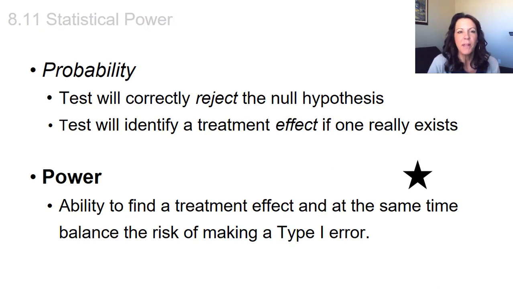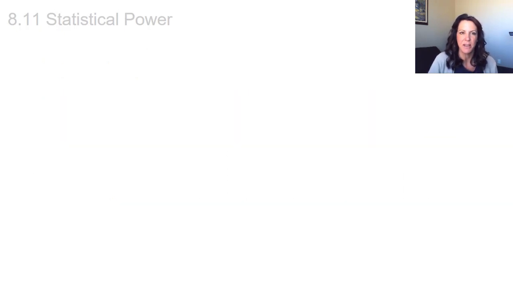It's the probability that your statistical test will correctly reject the null hypothesis. It's the probability that the test will identify a treatment effect if one really does exist. So power is the ability to find a treatment effect, but at the same time balance the risk of making a type 1 error. And this has a lot to do with our preset alpha and our sample size.